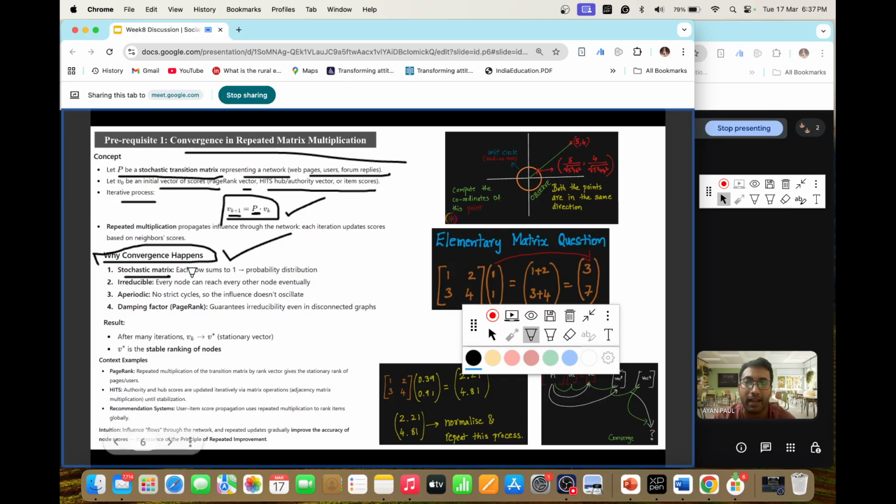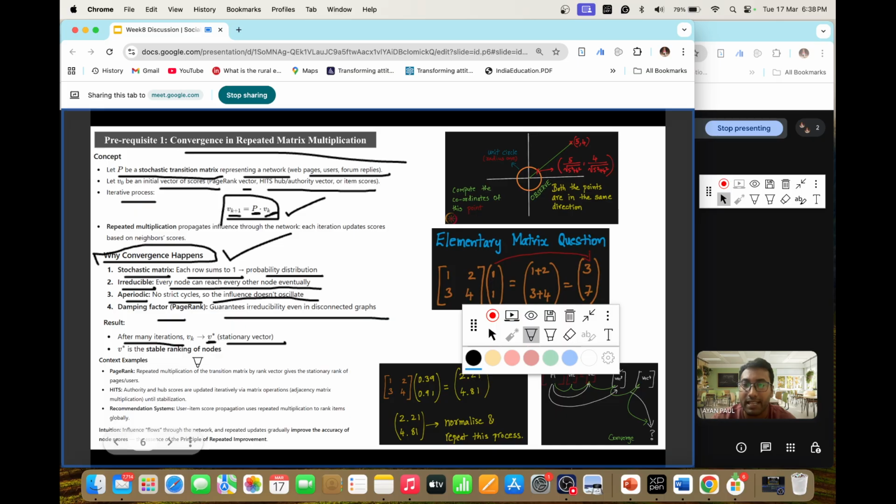First is the stochastic matrix: each row sums to 1, that is the probability distribution. It is irreducible, every node can reach every other node eventually. And aperiodic, no strict cycle, so the influence does not oscillate. And last is the damping factor. In case of PageRank, it guarantees irreducibility even for a disconnected graph. So the result: after many iterations, the Vk we started with will converge to V star, that is the stationary vector. After that, the vector will not change.